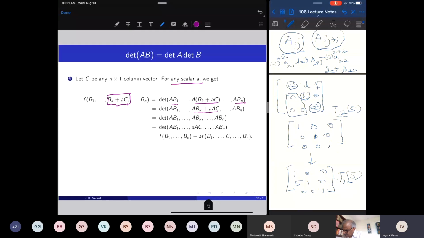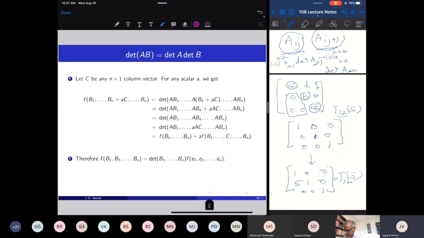I apply the multilinear property of the determinant function. Now this is a determinant function, so I can separate Abk and A times ac, and I get the determinant of Ab1, Abk, Abn, and the determinant of Ab1, Aac, Abn. This a comes out again by the multilinear property, and therefore this is equal to F(b1, b2, bn) plus a times F(b1, c, bn). So F is multilinear.